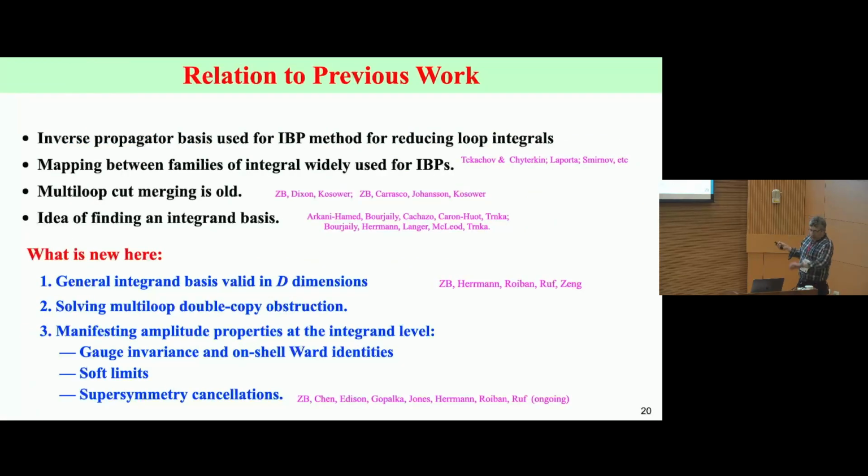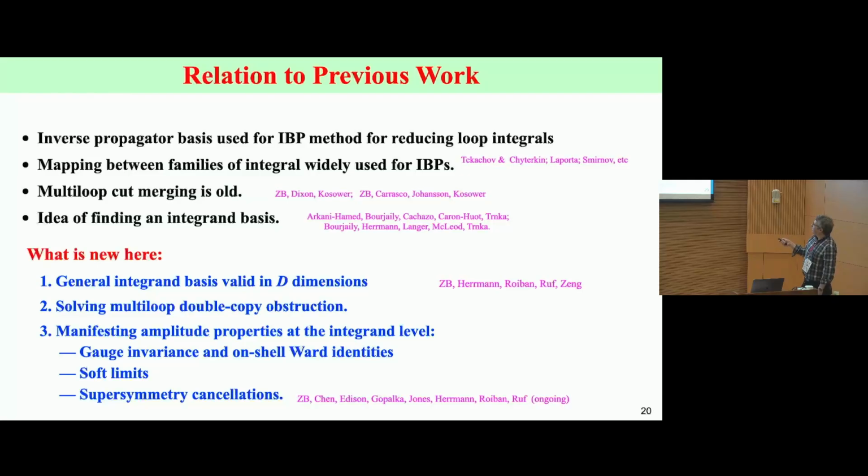Okay, so the relationship to previous work. Many of the ideas I spoke about here would sound familiar. You'd say, well, inverse propagator basis. Yeah, I do use that all the time when I do integration by parts. Okay, and there's also these mappings where you have daughters that are the same integral, but they're labeled differently, and then you want to map it. Well, you can find that in the integration by parts codes. Okay, multi-loop cut merging, of course, is very old. And then, of course, also the idea of finding a basis, it's not the first time you heard it.